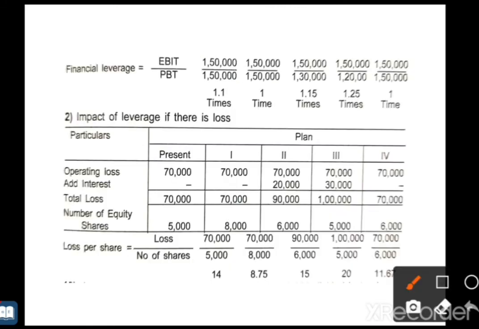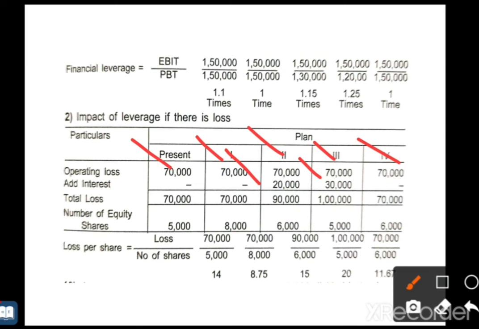So this is very important. Next we have to take, how to calculate, the same table. First, instead of operating profit we have to take operating loss. So 70,000, 70, 70, 70. In that, if it is a loss, then whatever the less items will become added, because loss is converted into profit. So instead of lessing the interest, again same, interest is given only to debenture holders. In plan 2 and plan 3 we have debentures, so whatever the rate of interest we will add. Now we get 70, 70, 90, 1 lakh and 70,000.